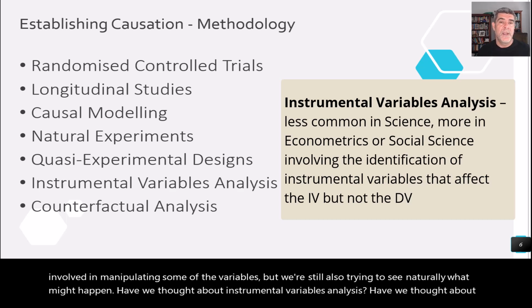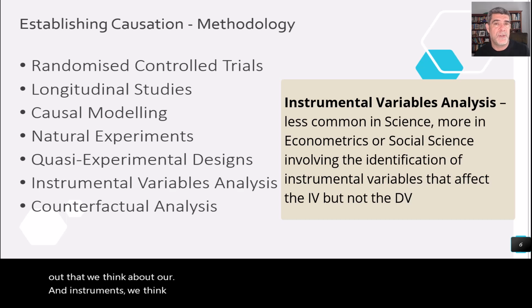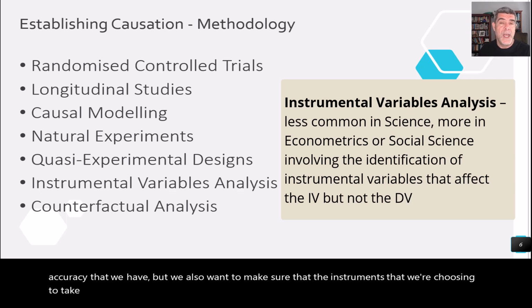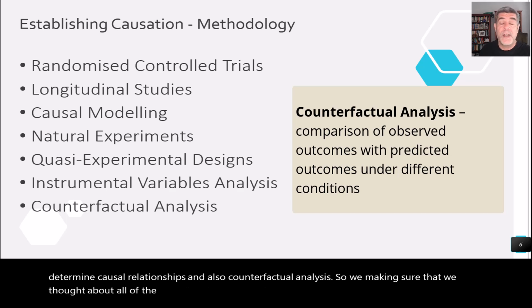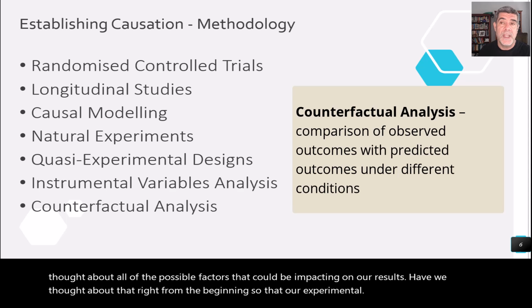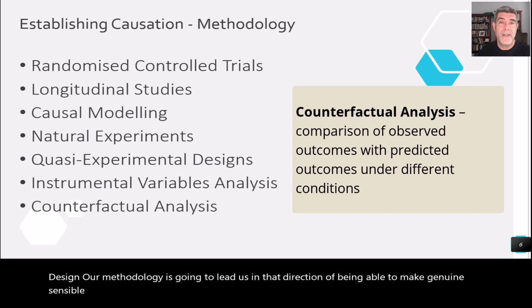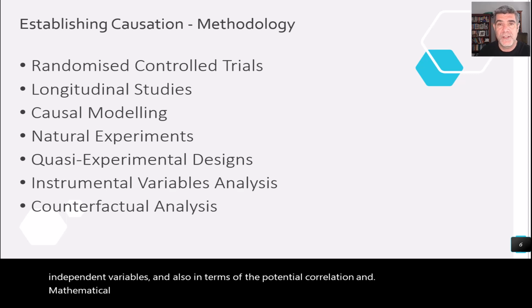Have we thought about what we're using? We want to make sure that in any investigation that we carry out, we think about our measurement instruments, and the relationship between the instruments that we use and the accuracy that we have. But we also want to make sure that the instruments that we're choosing to take our measurements are going to be giving us the data that we need in order to determine causal relationships, and also counterfactual analysis. So we're making sure that we've thought about all of the possible factors that could be impacting on our results. Have we thought about that right from the beginning so that our experimental design, our methodology, is going to lead us in that direction of being able to make genuine, sensible, logical conclusions based on the relationships that we see between the dependent and independent variables, and also in terms of the potential correlation and mathematical relationship between these two variables, two or more variables.